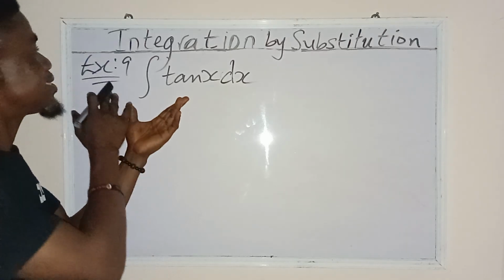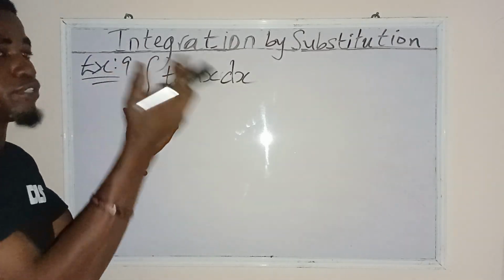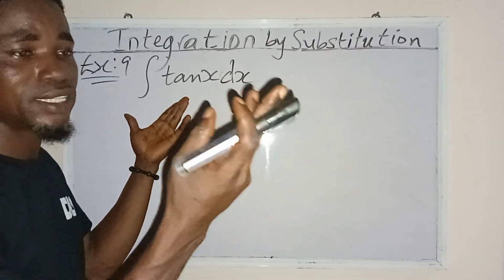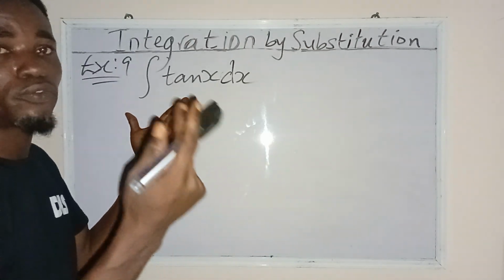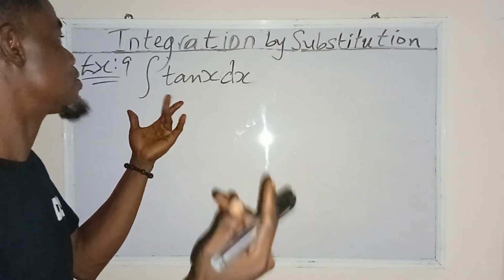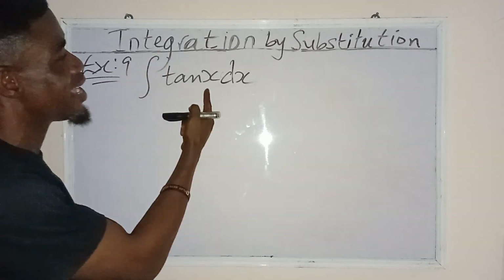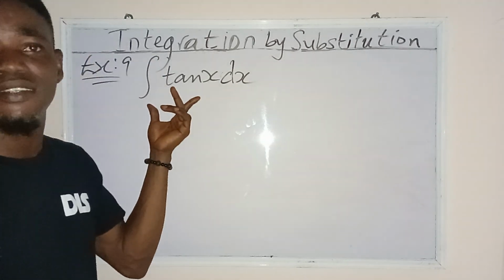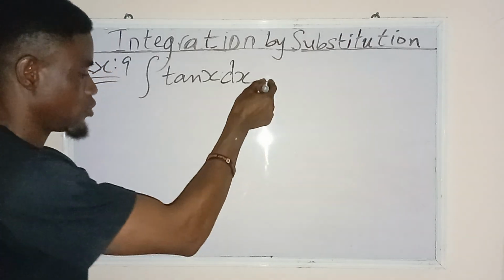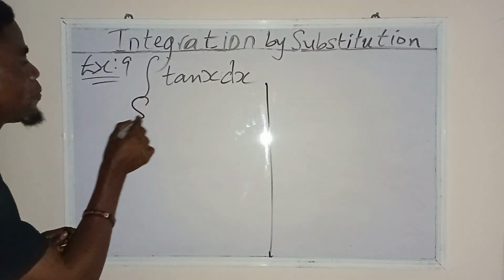Okay, now let's take this as example 9. If you check my page, I've done example 1, example 2, example 3, example 4, example 5, 6, 7, and it's still counting. Now we have the integral of tan x dx. How do we integrate this one? Very simple.